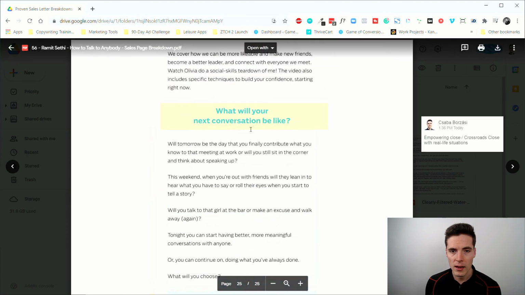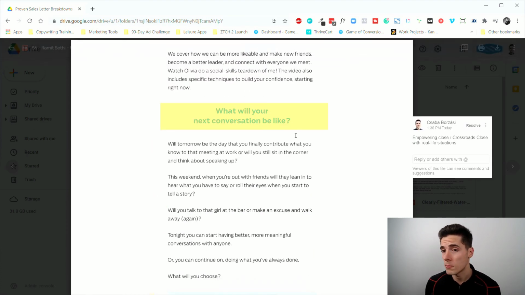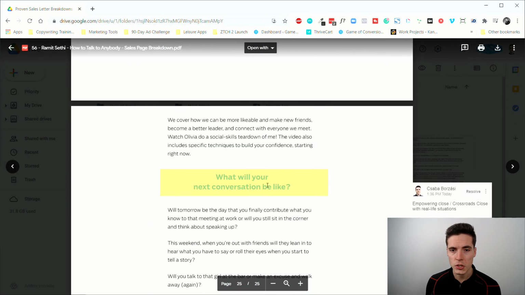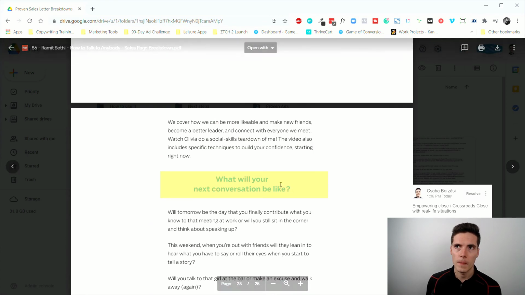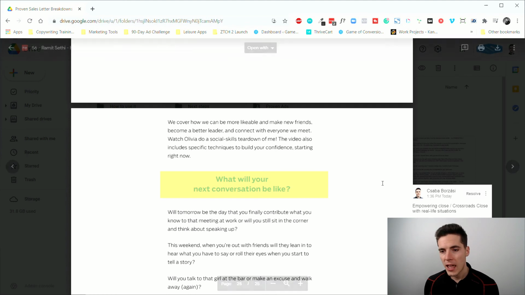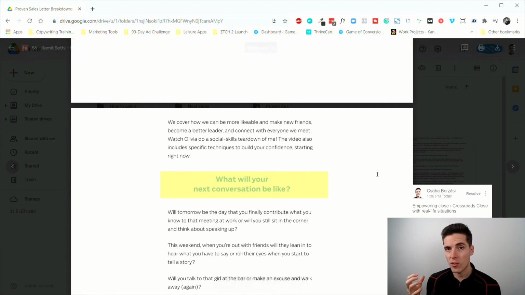After it, there's this little, what will your next conversation be like? This is the closing section of the sales letter. The final part of the closing section, and it's an empowering close. It's also a crosswords close in the sense that it gets people thinking. It doesn't seem so aggressive, but it seems like, okay, so now is your time, dear reader. So you've read this letter, you know what's at stake here, you know that you're getting a great deal, you know that you're getting bonuses as well.